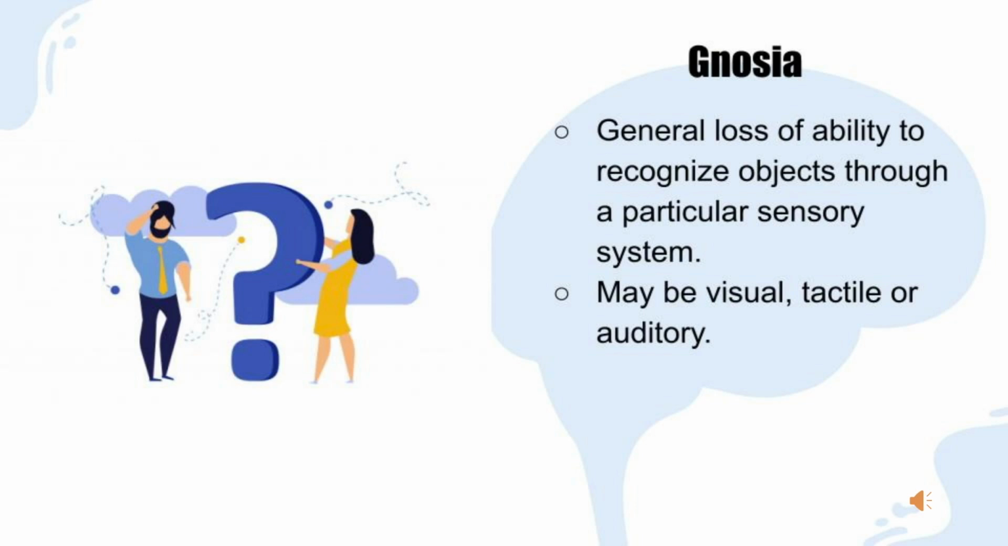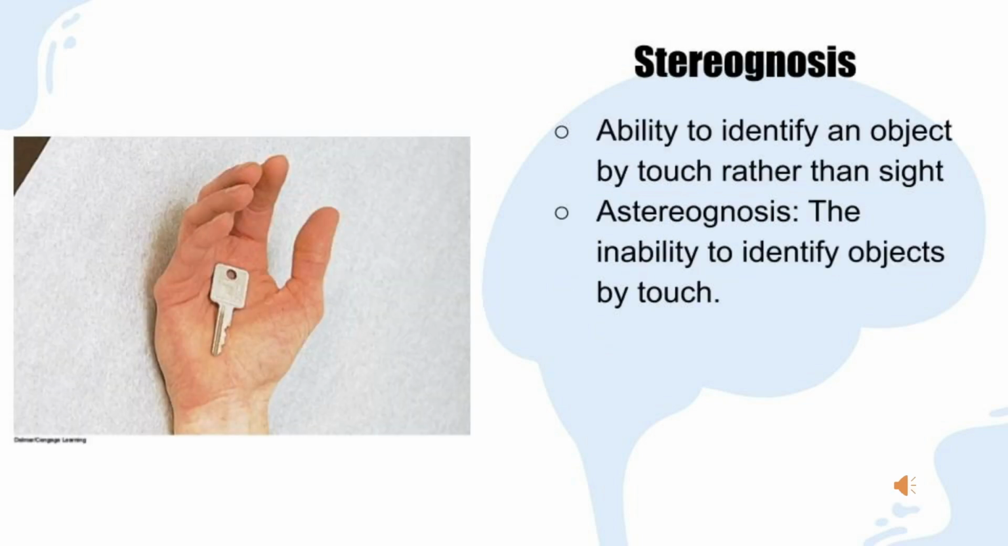Next is agnosia. It is a general loss of ability to recognize objects through a particular sensory system. It may be visual, tactile, or auditory. The patient can also be shown a familiar object and asked to identify it by name. Inability to identify a visualized object is known as visual agnosia. Next is stereognosis. Stereognosis is the ability to identify an object by touch rather than sight. The opposite of stereognosis is astereognosis. This is the inability to identify objects by touch.